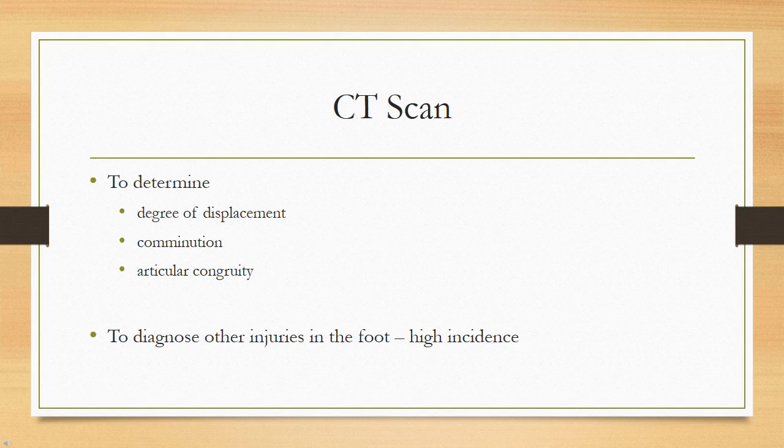Additionally, CT is helpful for detecting associated injuries in the foot, which are common with talar neck fractures due to the high-energy mechanisms that cause them. These may include fractures of the calcaneus, navicular, or cuboid, which can influence overall management.